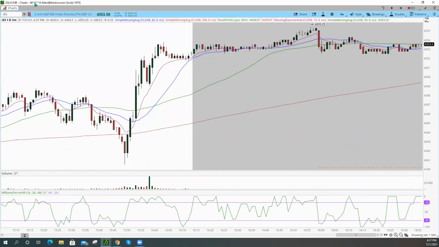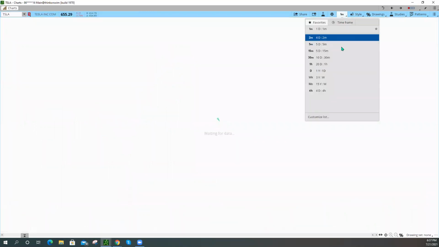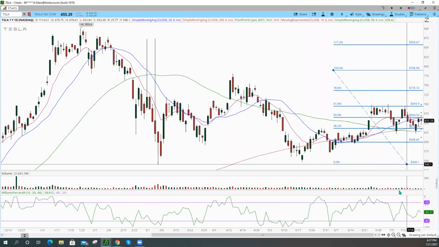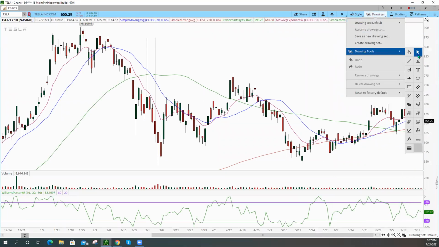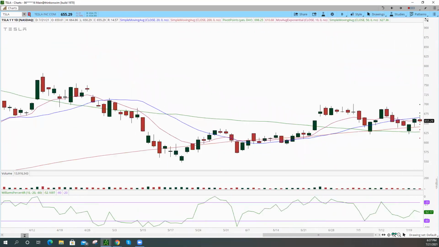All right, so I'm going to take a quick look at Tesla right now, TSLA. I'm going to zoom into the daily chart. Oops, sorry about that. All right, here we go. Let me just eliminate these fibs. All right, so where do we have Tesla? This is the daily chart of Tesla.